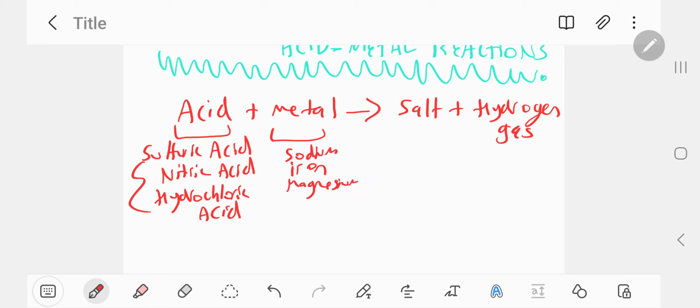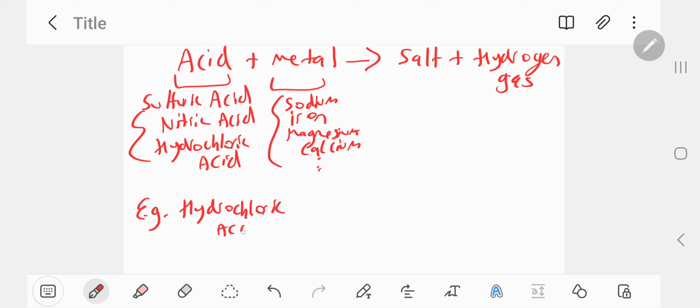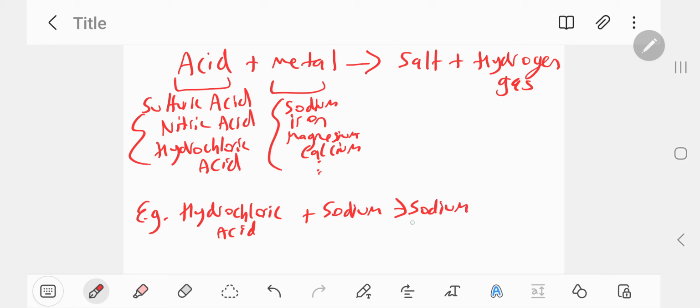So let's look at some examples. Let's use these acids. Let's say I've got hydrochloric acid reacting with sodium. Let's first write down the word equation. The salt formed, remember, is the metal first, which is sodium, and the ending of the acid, which is chloride in this case. Chloric becomes chloride, plus hydrogen gas.